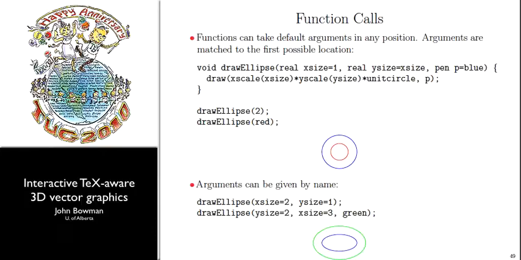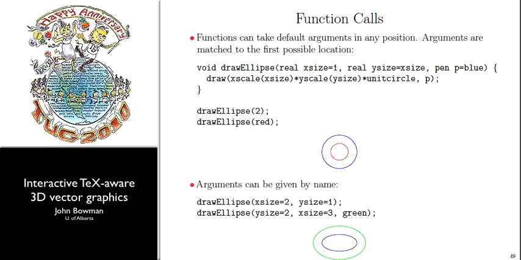Function calls are very nice because, unlike C, the default arguments can be in any position. We figured out a way of doing that where it uses the type to resolve any ambiguities. And so, for example, if you say here, draw ellipse 2, the 2 matches the first argument, the x size there, and no pen was specified, so it uses the default, which is blue.